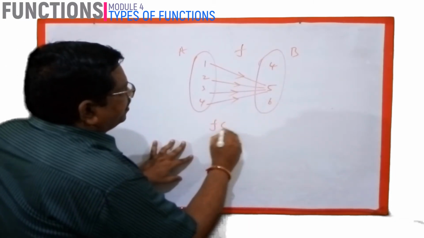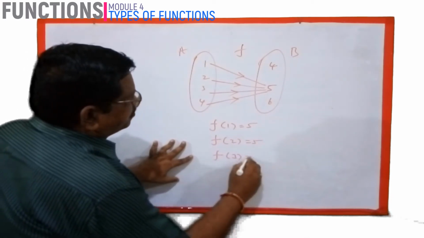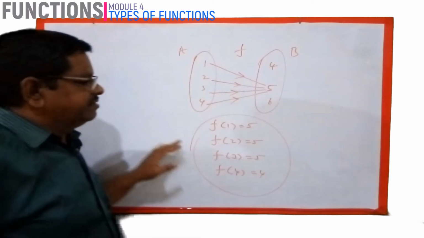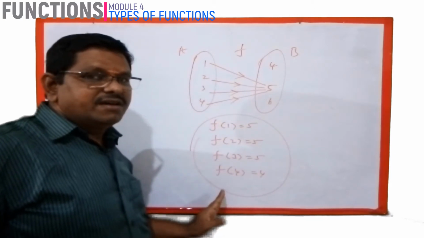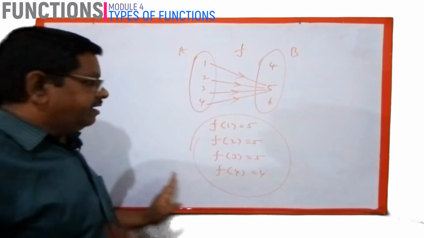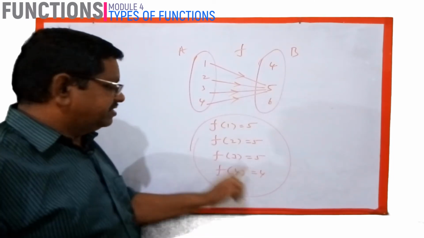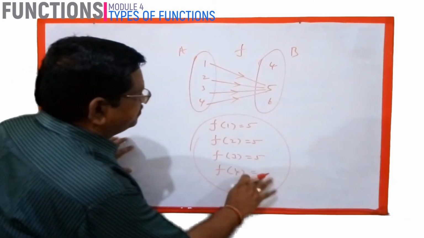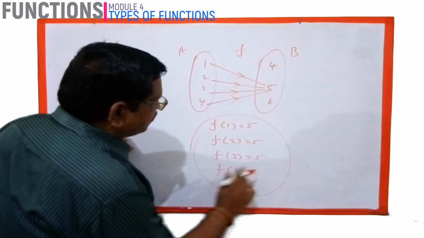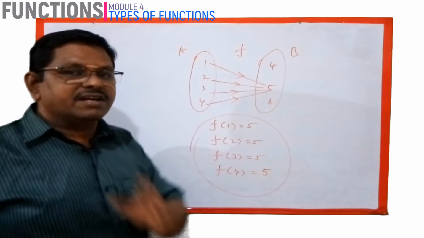So what we have: f of 1 is equal to 5, f of 2 is equal to 5, f of 3 is equal to 5, f of 4 also 5. So all these pre-images are having the same image. Here all the pre-images are having only one single image. This type of function is called a constant function.